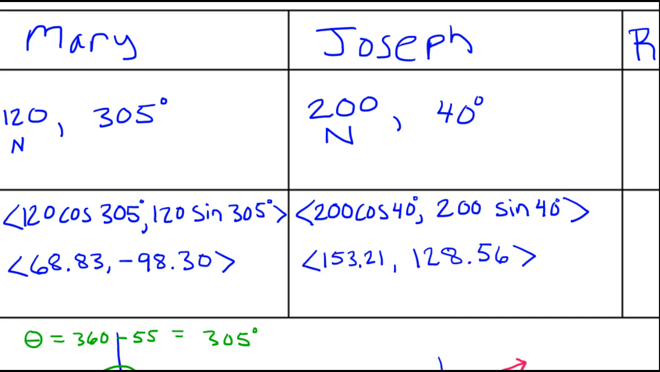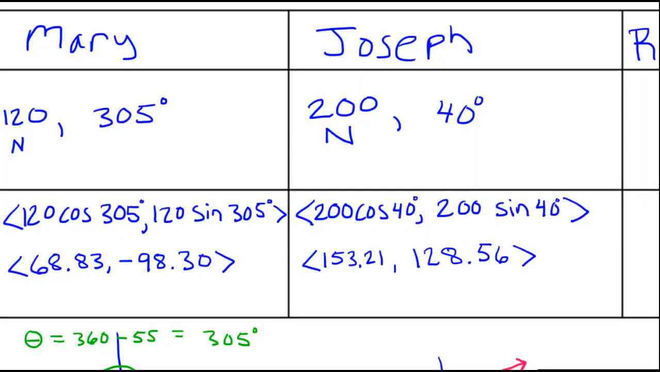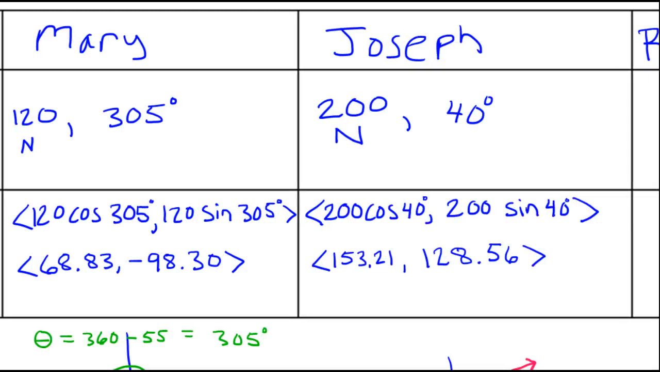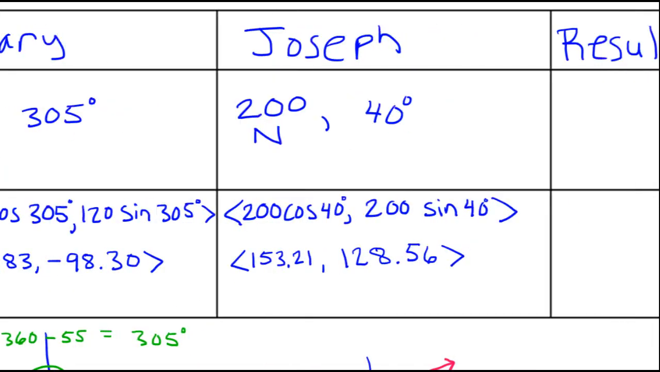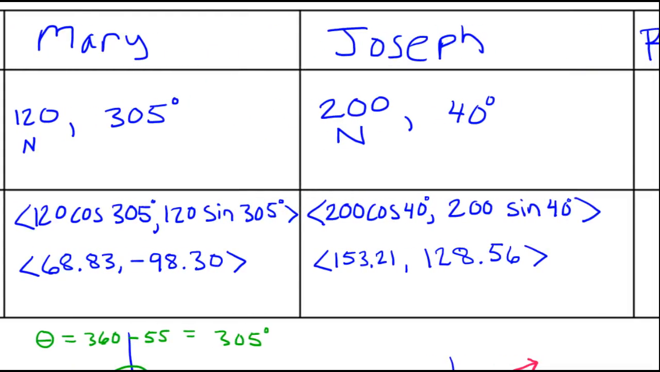All right, let's see where we are in our series of steps. So we've just completed step 2. We converted the magnitude and direction into component form for both vectors using the little formula r cosine theta, r sine theta. Time for step 3. We will add the vectors to find the resultant vector in component form. So this is very simple. So we have these two vectors in component form. The resultant vector should be the sum of these two vectors.